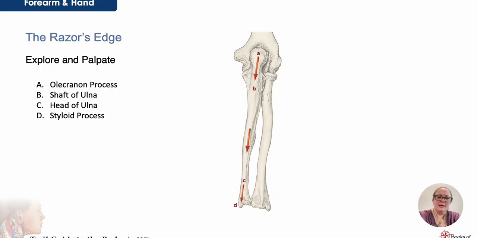So the razor's edge is on the posterior view. This part of your ulna, where you're going to do some of your fine digging, this whole bone. That's the edge we're talking about, the whole shaft of the ulna from elbow to wrist.